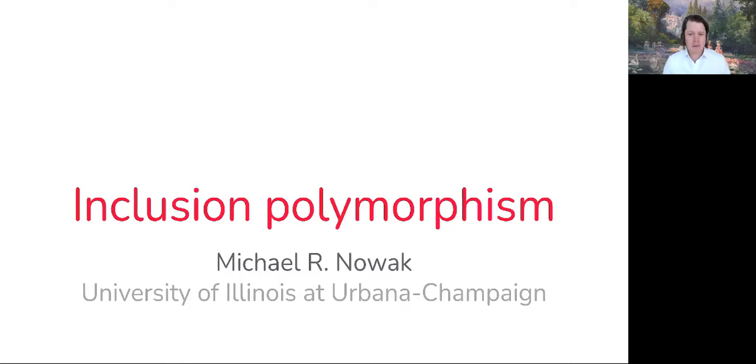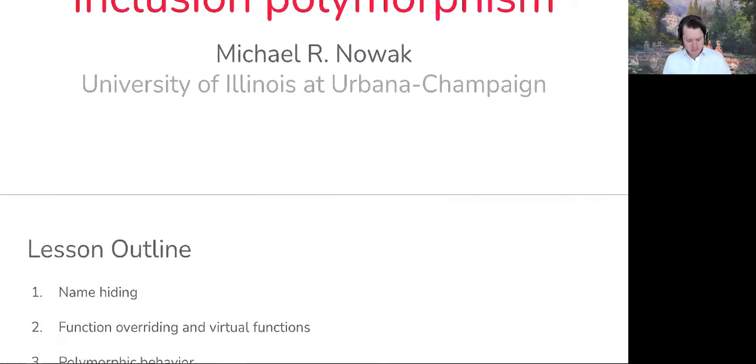We'll get into what the term polymorphism means, but we've kind of seen it already. We've seen ad hoc polymorphism, which was function overloading. We've seen parametric polymorphism, which is kind of the generics through templates. And now we're going to get into inclusion polymorphism, which we'll see is associated with inheritance.